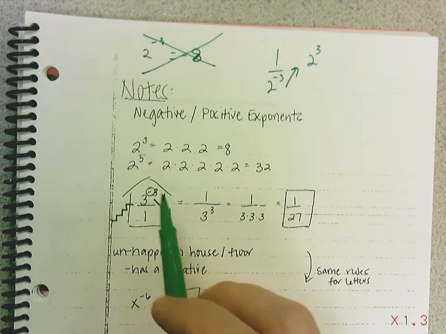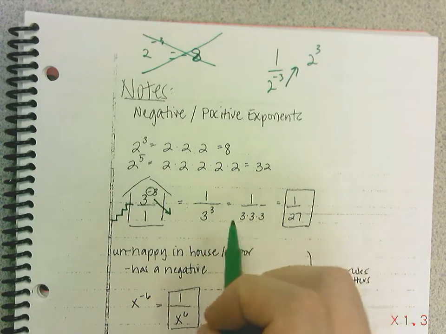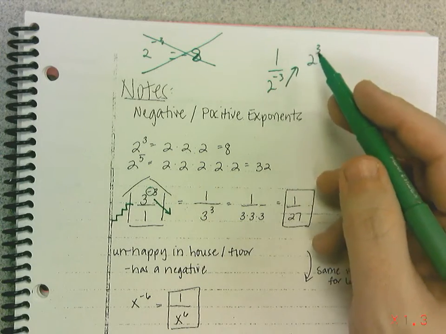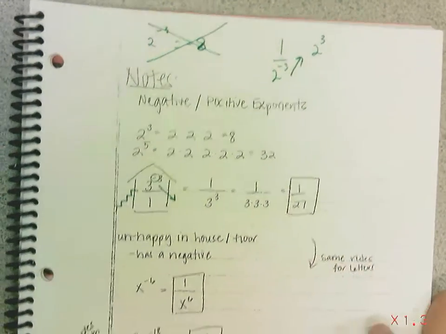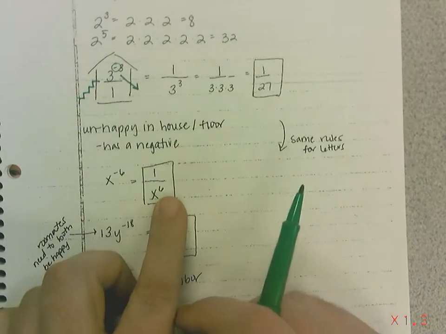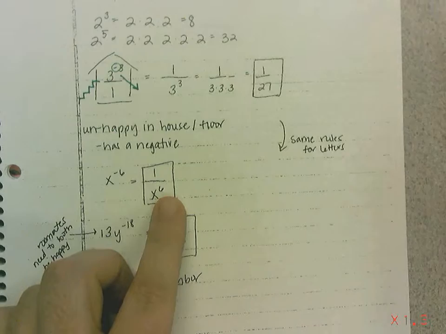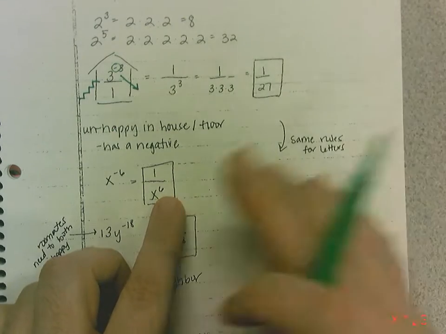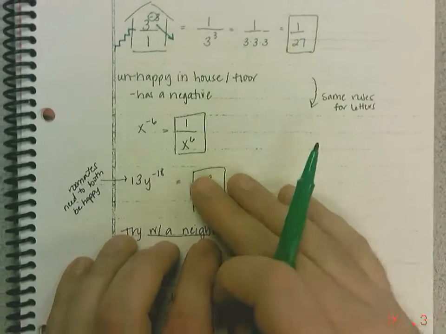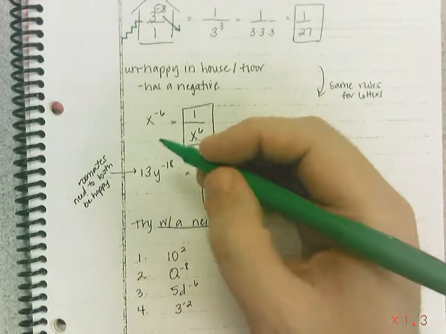So 3 to the negative 3 would be 3 3's on the bottom. 1 over 2 to the negative 3 would be 2, or 3 2's, on top. Okay? Same kind of idea if it's a variable: it just goes downstairs and the exponent becomes positive, but we can't do anything with it then because we don't know what x is, so it just stays 1 over x to the 6.